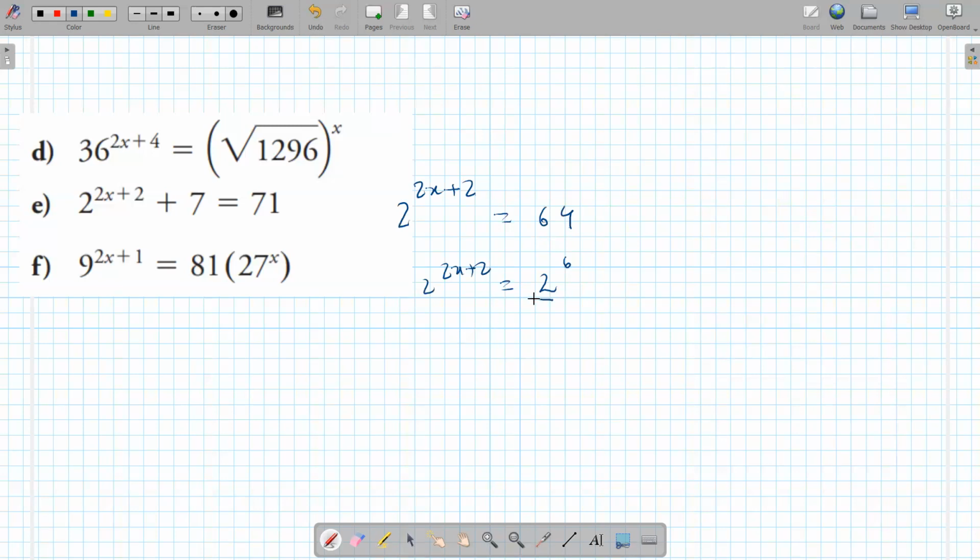So now the base is the base. That means the exponent is the exponent, like that. So 2x plus 2 equals 6, and from here it's easy. What would you do with f? Here's a hint. You can rewrite all three of those numbers as something to the power of.